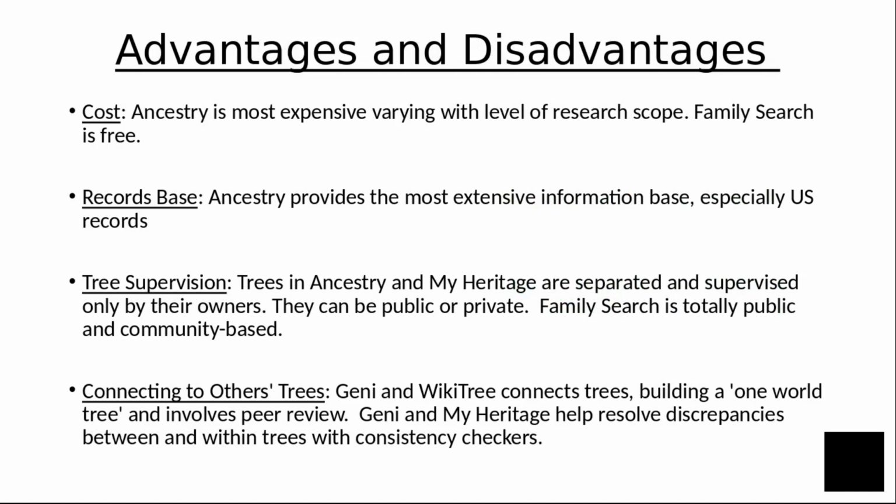So if we look at those that I mentioned, Ancestry is probably the most expensive. It has a large scale of research available. Family Search is free. The records base of Ancestry is very large, especially for United States records. In terms of who supervises the trees, on Ancestry and MyHeritage, you own the tree, but in Genie and Wiki, other people own the tree because they're trying to connect you into a one-world tree.